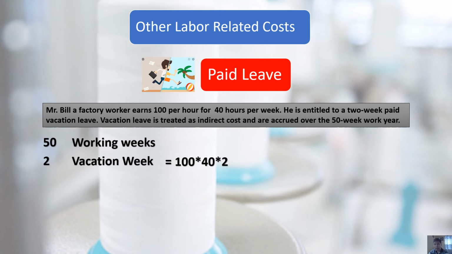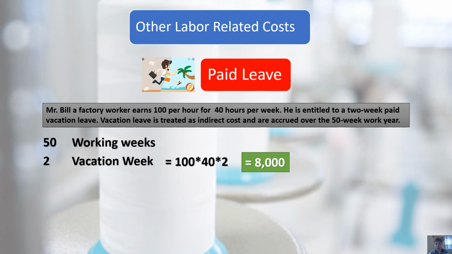So magkano ibabayad natin? So gagamitin natin yung kanyang information. So sa case natin, binabayaran natin si Mr. Bill ng 100 per hour at sa buong linggo, 40 hours siyang nag-work. At meron siyang 2-week vacation. So ibig sabihin, 100 per hour times 40 hours times 2 kasi nga 2 week. So therefore, ang equivalent na vacation leave natin for the year will be 8,000 pesos. So ibig sabihin, yung 8,000 na yan, ibabayad natin yan kay Mr. Bill although hindi siya nag-work. This will be treated as other factory overhead.